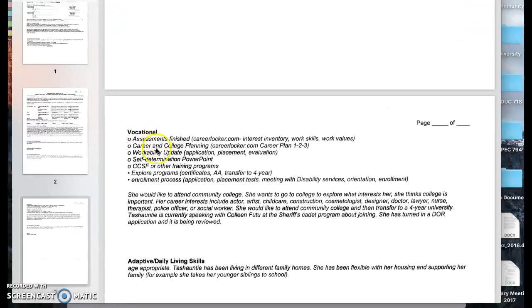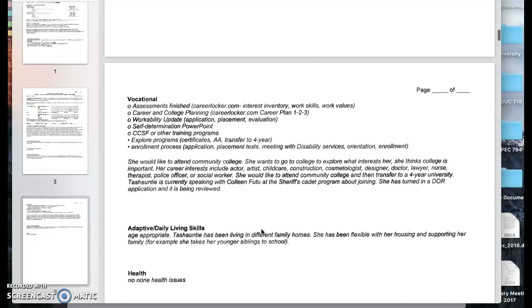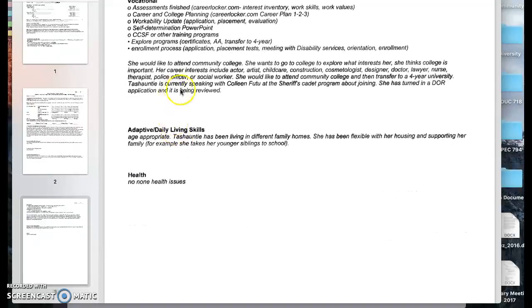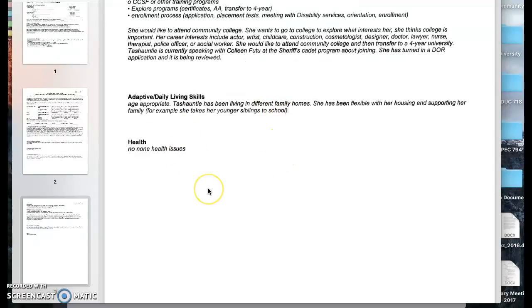For vocational, she had completed all sorts of assessments, and she had a plan for after high school of where she wanted to go to school. She has a plan for her career, and she also is being connected with the Department of Rehabilitation, which is a support service for helping her get jobs and paying for her school. So daily living is age appropriate, but she does live in multiple homes, and she doesn't have any current health issues.